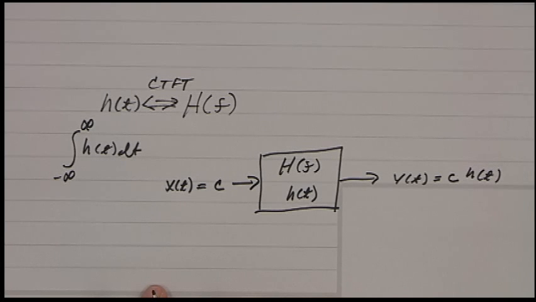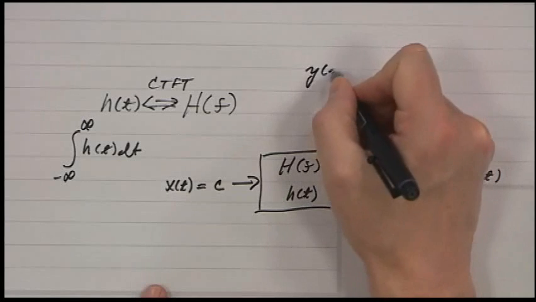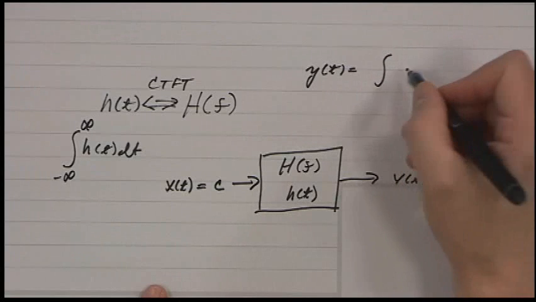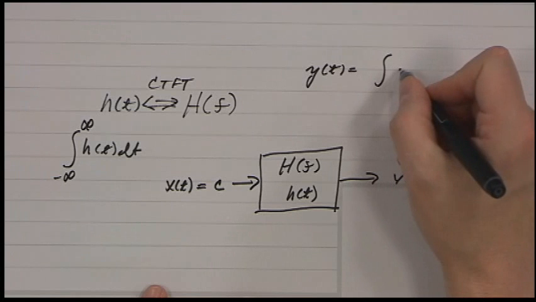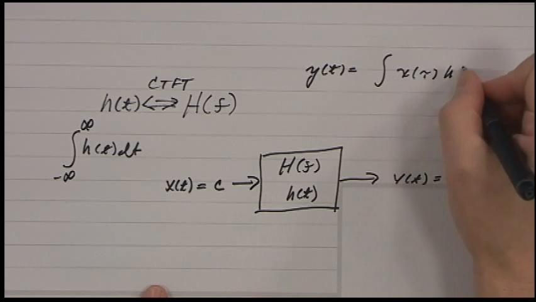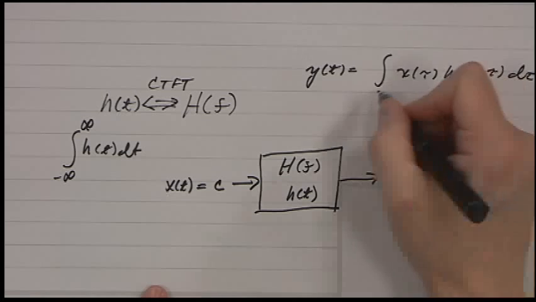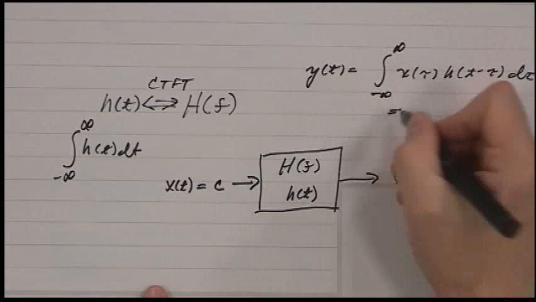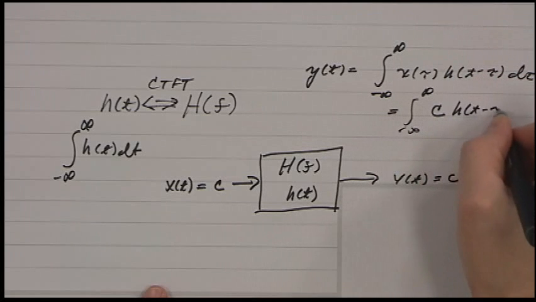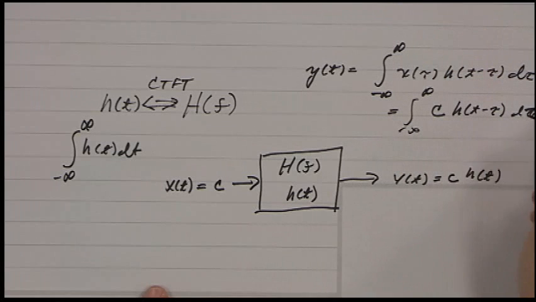H naught. If it was x of t, it would be x convolved with h. It's the convolution, right? Okay, so I can write that down. y of t equals the integral of x of tau times h of t minus tau d tau. That's the convolution. And in this case, that's going to be equal to the integral from minus infinity to infinity of some constant times h of t minus tau d tau, right? And what's that equal to?